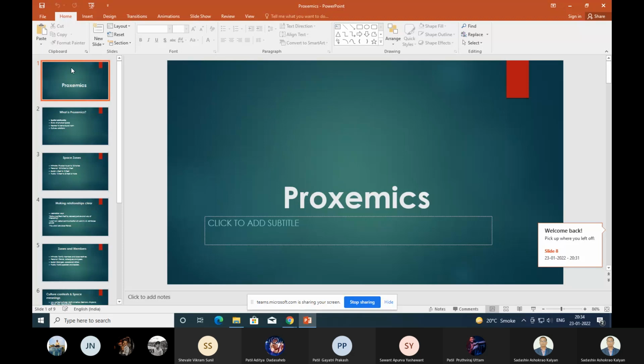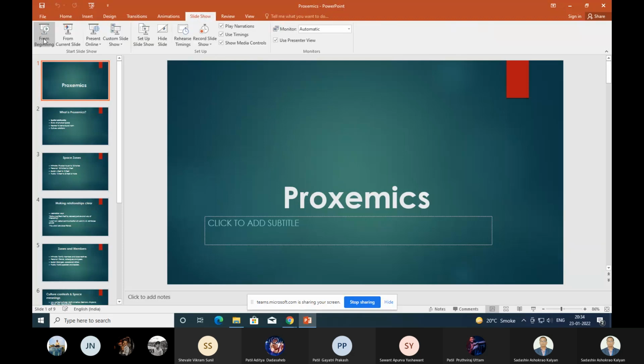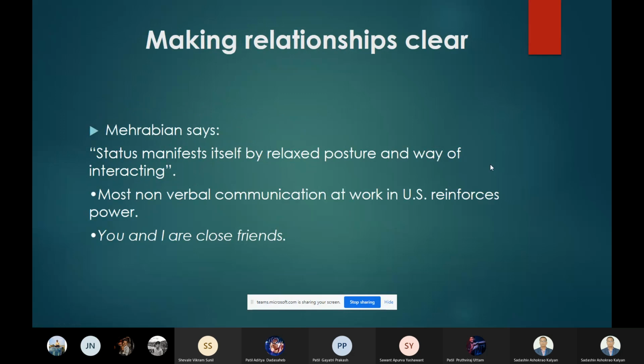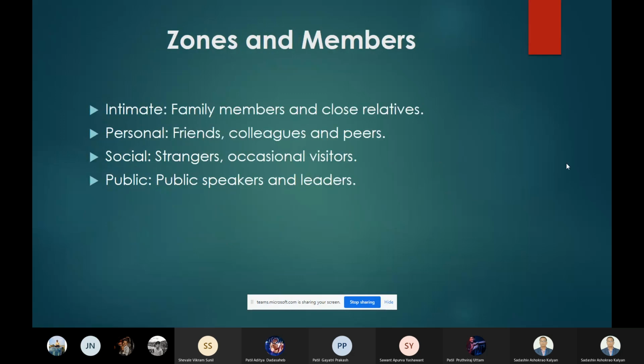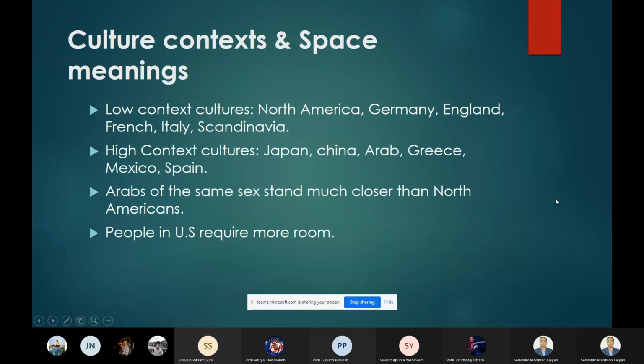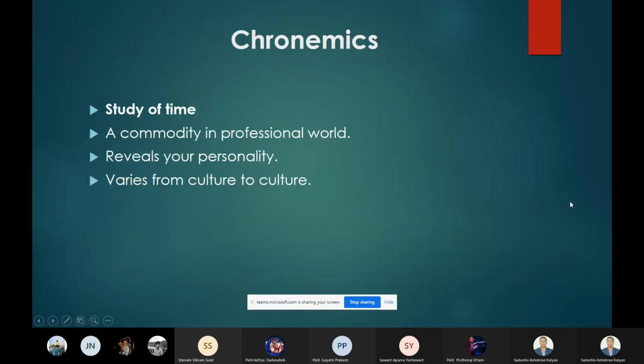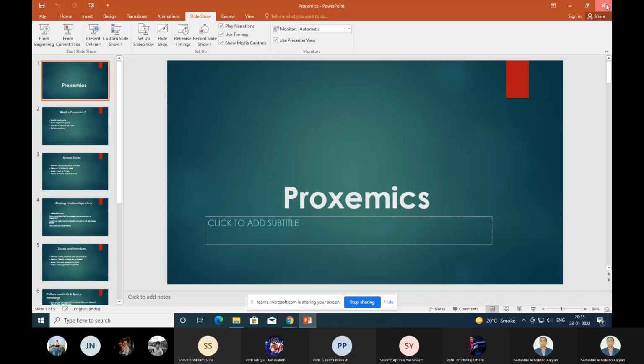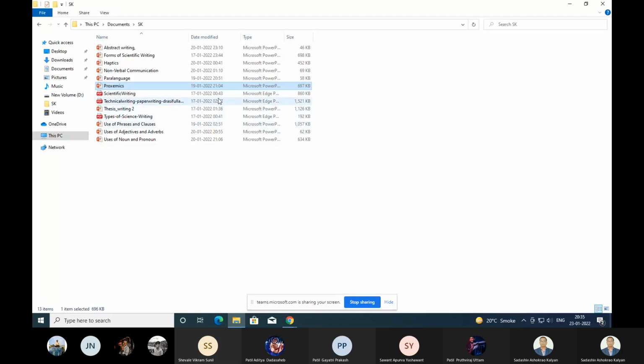Then we have studied proxemics, in which we maintain a kind of space distancing. There are various kinds of spatial zones, and we want to make our relationship clear before maintaining physical distancing, space distancing. Then it also changes from culture to culture. If we want to become successful in our life, we want to use our time very effectively, and how we use our time shows a good kind of personality in our professional life, and it also changes from culture to culture.